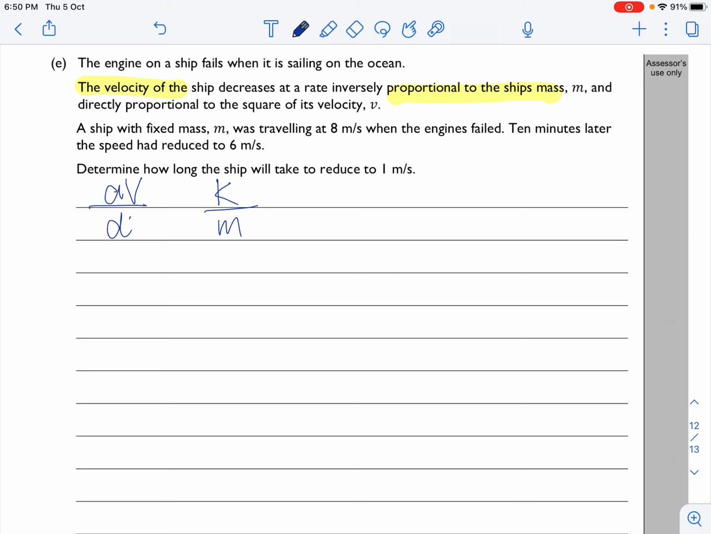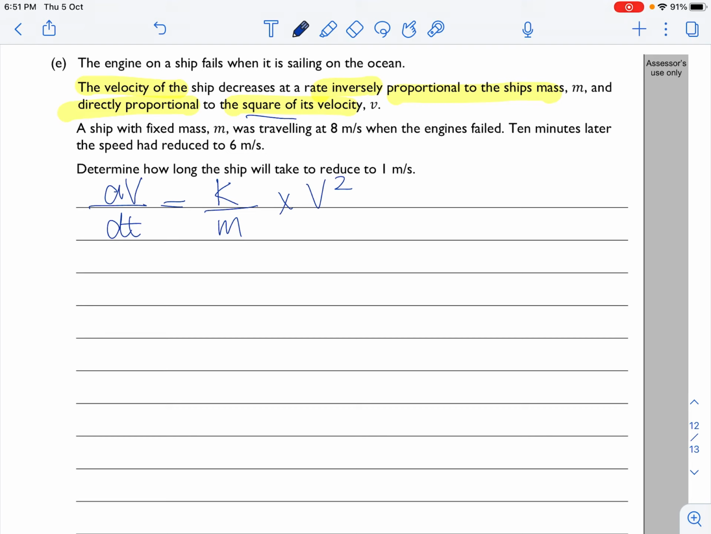So the velocity decreases at a rate, so we're going to do dv by dt equals, so inversely proportional to the ship's mass, and directly proportional, so that means it's on the top line, to the square of the velocity. So we're just going to times that by the velocity squared. When it's inversely proportional, you divide by the m, and when it's directly proportional, you just times it by it. But because it was the square of the velocity, we go v squared.